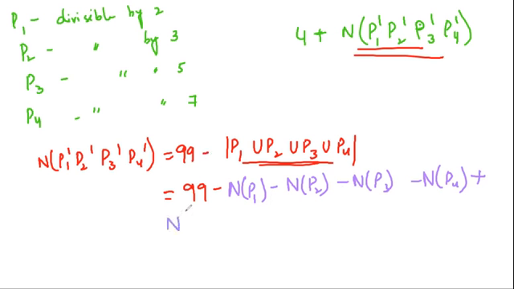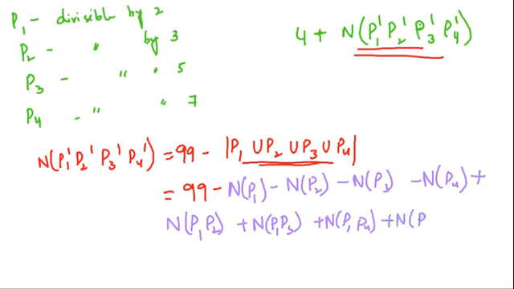So plus n of the numbers which have the property both P1, P2. So I'll just write it in this way. P1, P2 plus n of P1, P3 plus n of P1, P4, n of P2, P3, n of P2, P4, and finally n of P3, P4. So these are in total 6 terms.